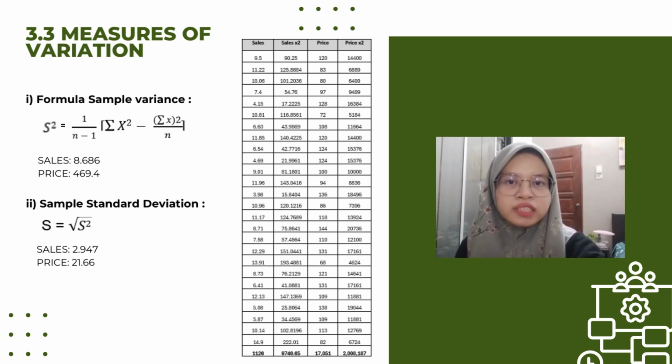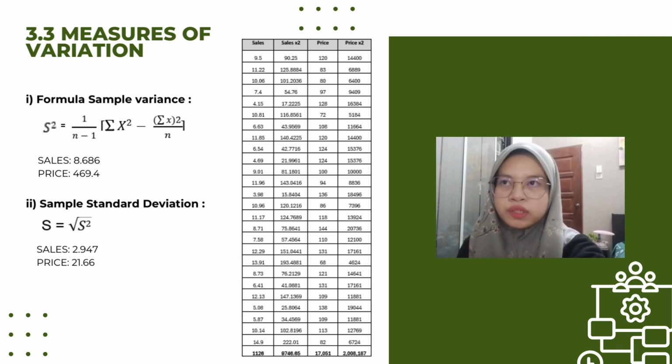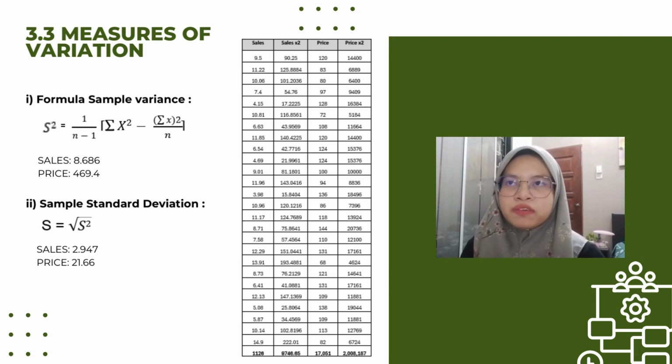So these variance statistics offer a quantitative understanding of the spread and dispersion of the database, providing a foundation for assessing the reliability and stability of the data across different variables. However, as shown on the screen, the formula for sample variance gives, for sales, 8.689 and for price, 469.4.